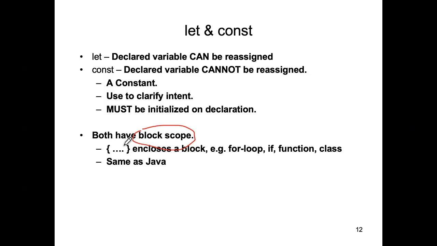A for loop is another example of a construct where the body is enclosed in curly braces. And so any variable you declare inside the body of a for loop is only visible inside that block. So either way, block scoping is what applies to JavaScript today. In the original language, it had two types of scoping, which we needn't get into, but that was the case.